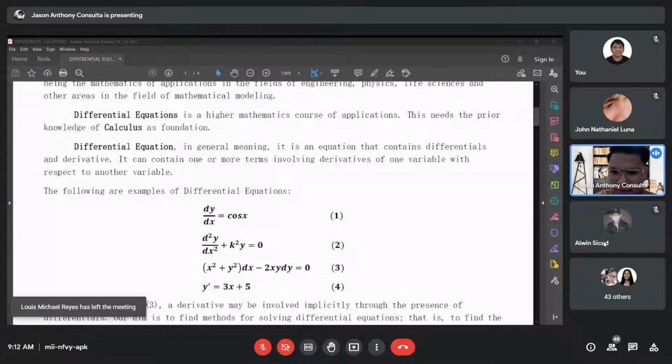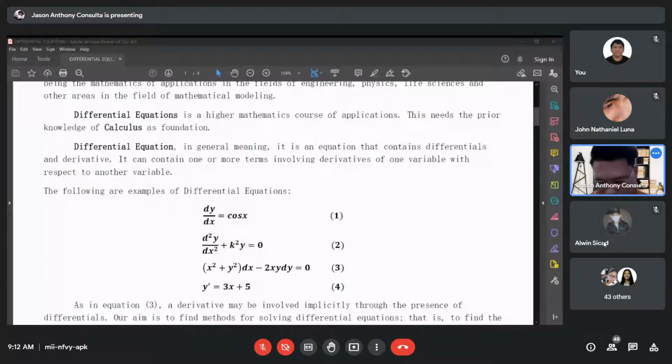So, sino may pwedeng makapagbasa nitong first? How do you read this first equation? Sample number 1. First differential equation. Sige, Nathaniel. Try mo. Yung first po, the derivative of y with respect to x is equal to cosine x. Okay, tama yun. Huwag nating basahin na dy over dx. Okay? So, dapat the derivative of y with respect to x is equal to cosine x.